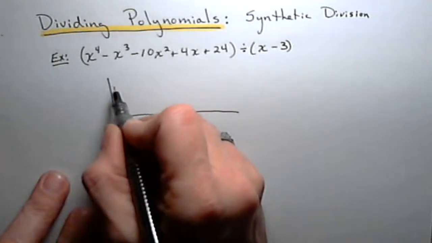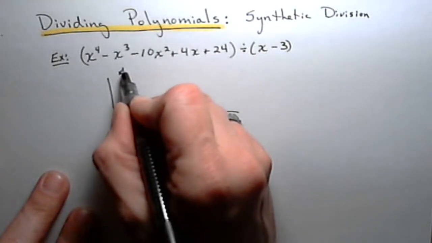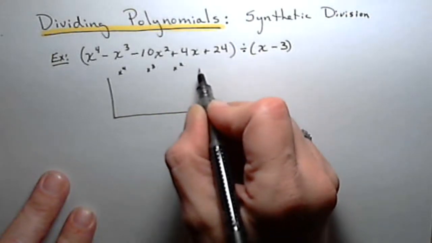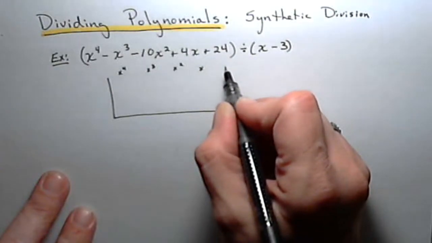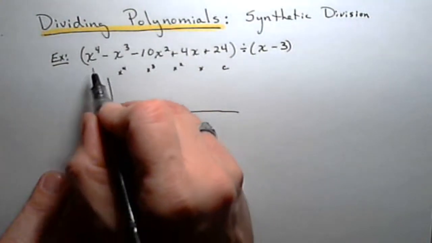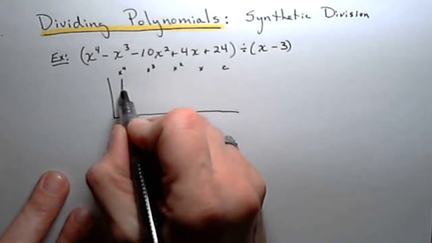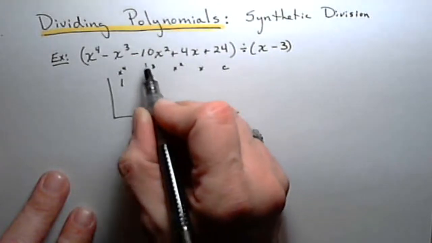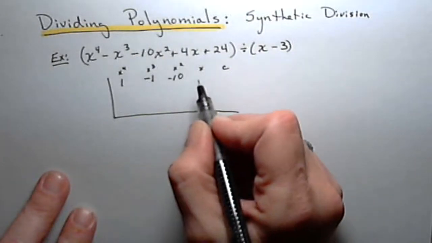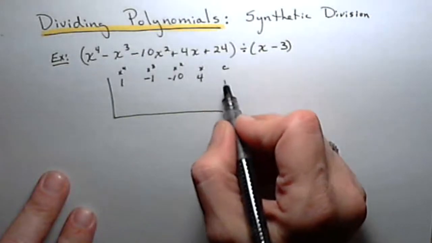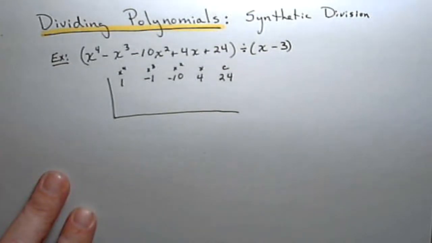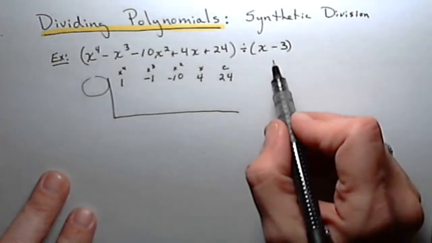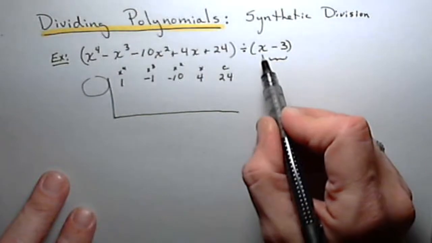In each, along the first row, we use the coefficients of the x to the fourth, then x to the third, x squared, and x terms, and then the constant. The coefficient of x to the fourth is 1, the coefficient of negative x to the third is negative 1, the coefficient of negative 10x squared is negative 10, the coefficient of 4x is 4, and the constant is 24.